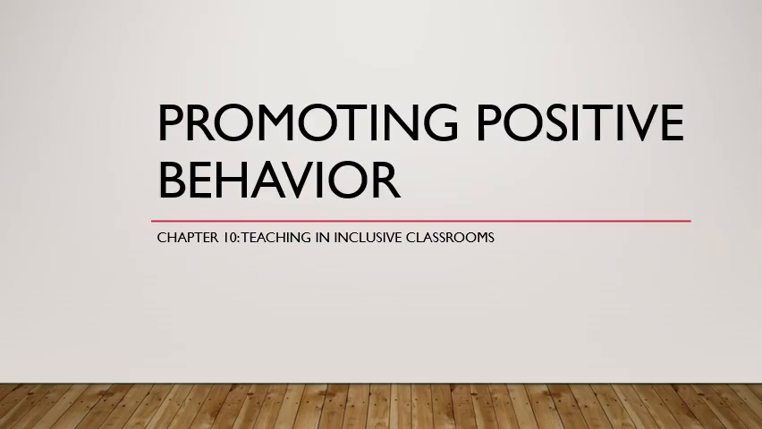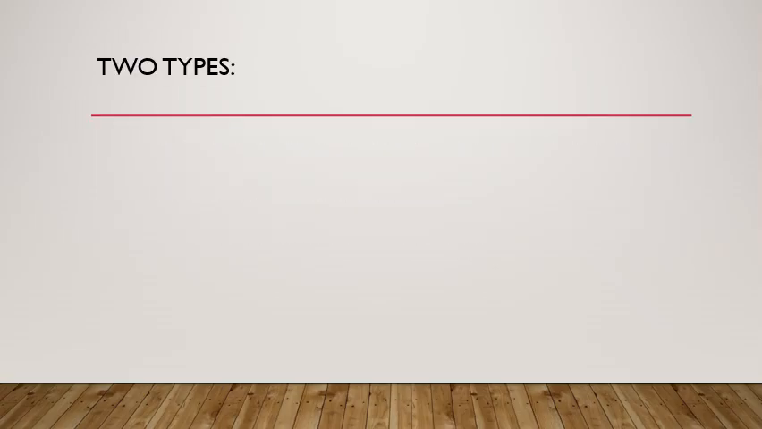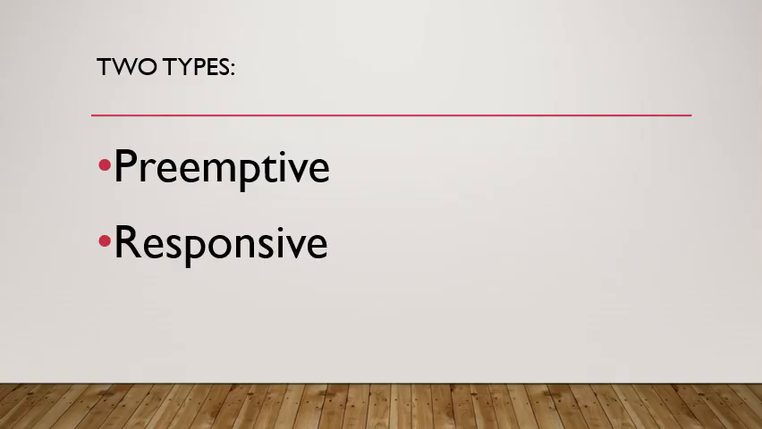You'll find this information in my resources and also in Chapter 10 of our textbook. There are two types of ways to promote positive behavior. The first is preemptive. These are things that are done before any behavior has occurred. The second is responsive. These are methods that are used after an undesired behavior has occurred or is occurring.